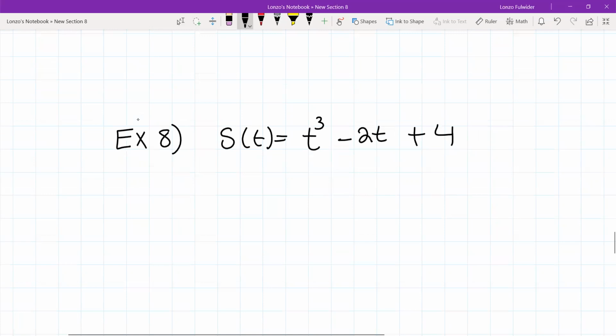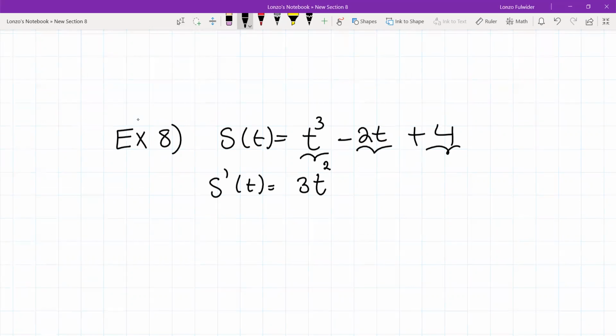Okay, the derivative of this polynomial, let's see. It's going to be s prime of t. So take the derivative of each term. We have 3 terms. What is the derivative of t to the third? You're going to put 3 in front of t, and then it's going to be t to the 3 minus 1, which is 2, right?